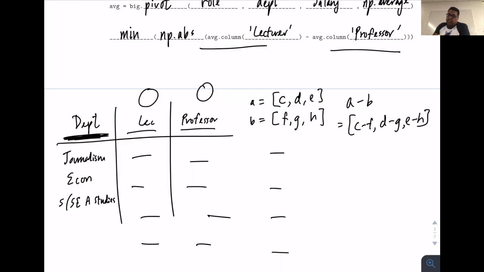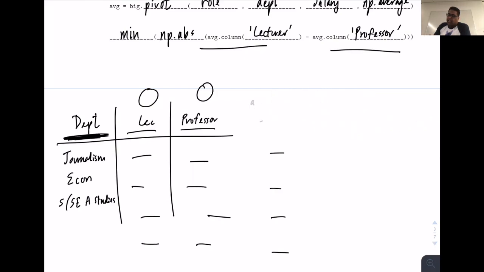So what we'll do, if we're subtracting lecturer and professor and taking the average value of that, so what that's going to do for us is say, okay, here's the absolute difference between what a journalism lecturer and professor is paid. That's here. Here's the absolute difference between what an econ lecturer and econ professor is paid. That's here. And we'll get all those values.